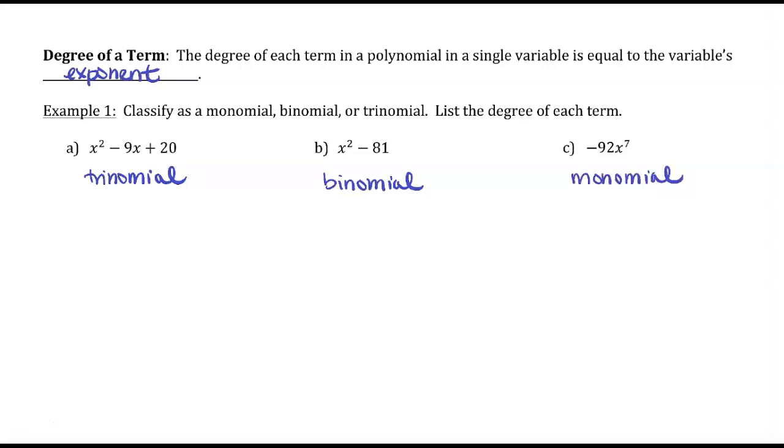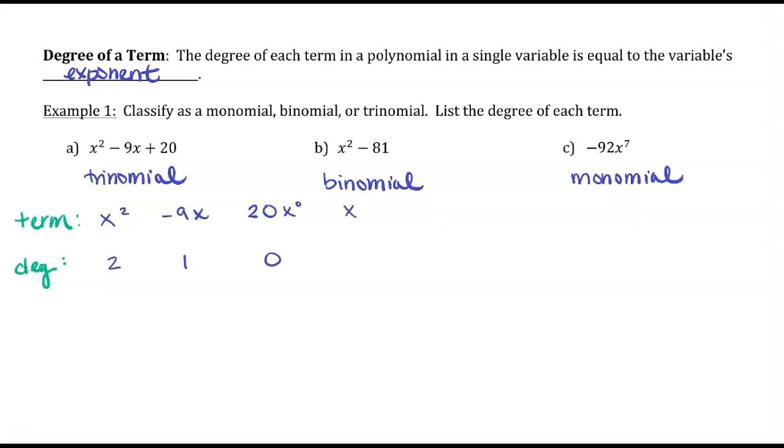Now let's look at the terms one at a time, listing their degrees. First, we'll start with the term x squared. Since the exponent of the variable is 2, this term has degree 2. Looking at the term negative 9x, the variable x has an exponent of 1, so the degree of this term is 1. The term 20 doesn't have the variable written with it. If we wanted to write the variable, we would write it as x raised to the exponent of 0. Therefore, the degree of this term is 0.